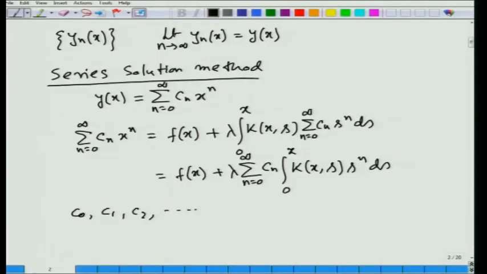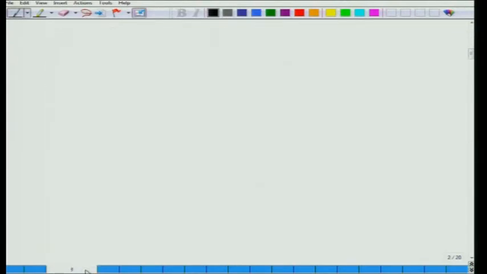So, in this case the sequence of functions y_n(x) is converging to the solution. We are calculating c0, c1, c2 and so on, such that the summation n running from 0 to infinity c_n x^n converges to the solution of the given problem. Now, we are going to consider the method that is called the Adomian decomposition method.